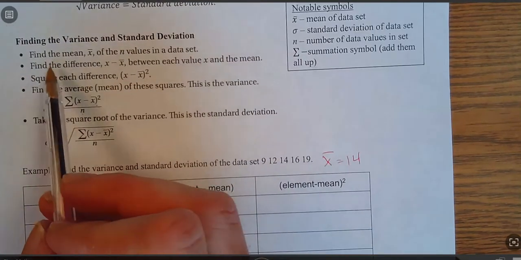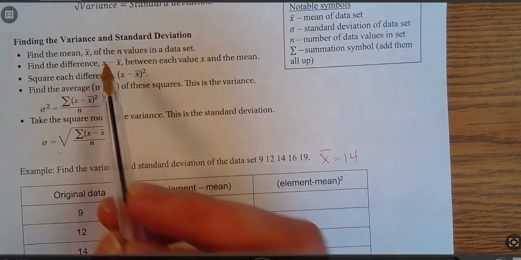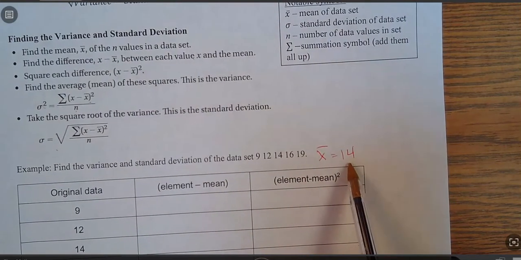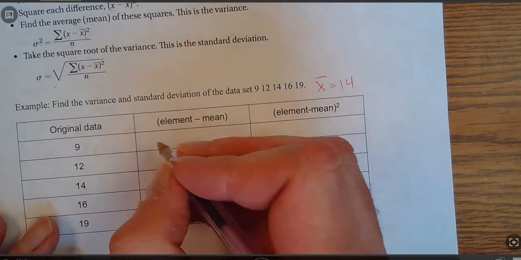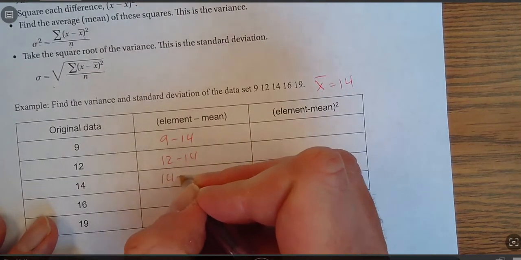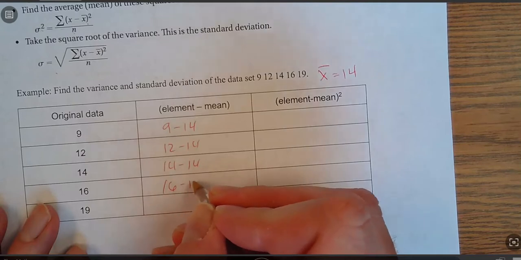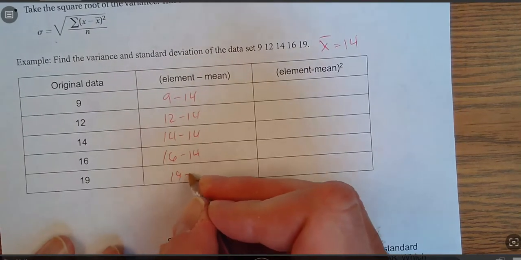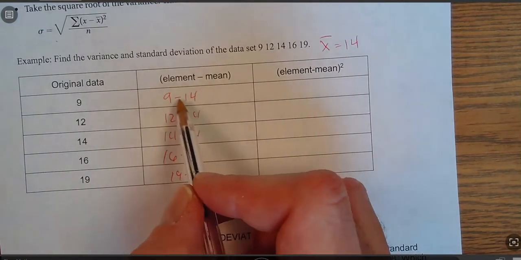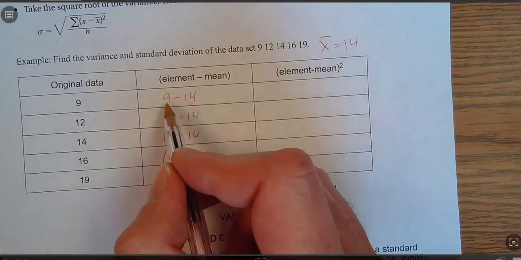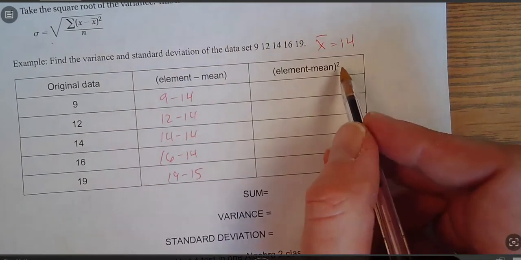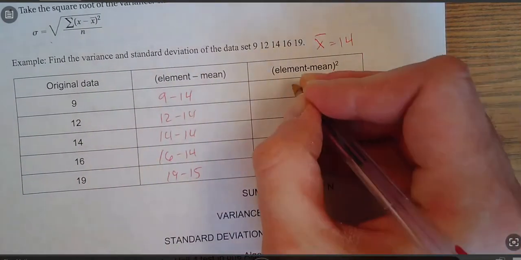Step 2 is find the difference between every data value, so 9, 12, 14, 16, and 19. All 5 of those, I need to subtract 14 from them to find the difference. So I'll take 9 minus 14, 12 minus 14, 14 minus 14, 16 minus 14, and 19 minus 14. Okay? So I'm going to take all these differences, then square them over here. So the difference here is 5. Even though it's negative, I'm going to square it, so the negative doesn't matter. So 5 squared is 25.